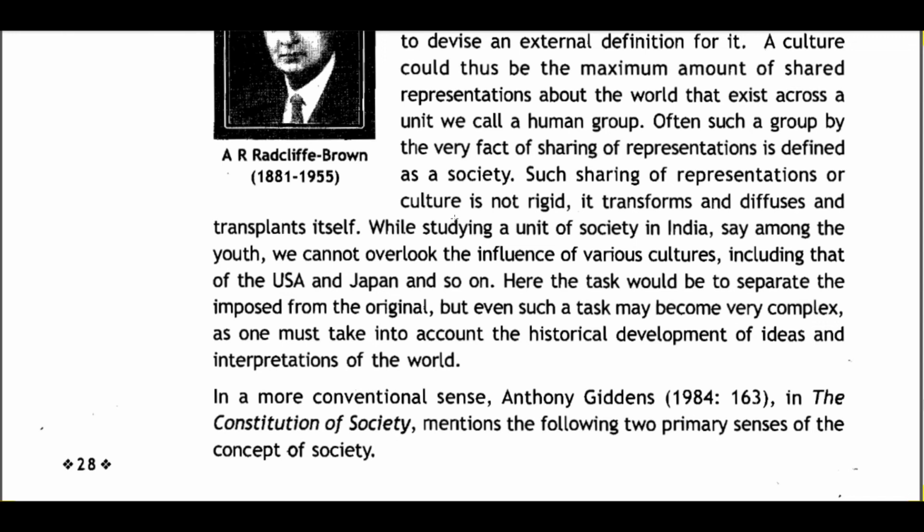While studying a unit of society in India, say among youth, we cannot overlook the influence of various cultures, including that of the USA and Japan and so on. Here, the task would be to separate the imposed form from the original, but even such a task may become very complex, as one must take into account the historical development of ideas and interpretations of the world.